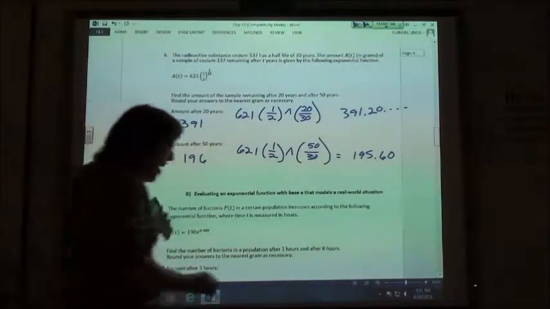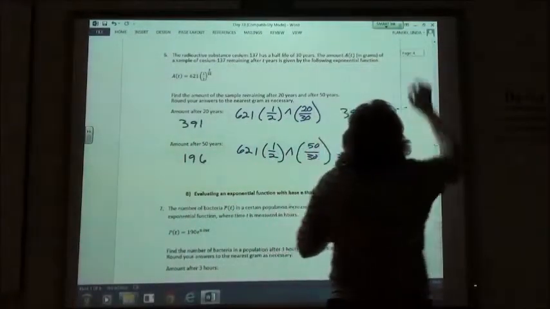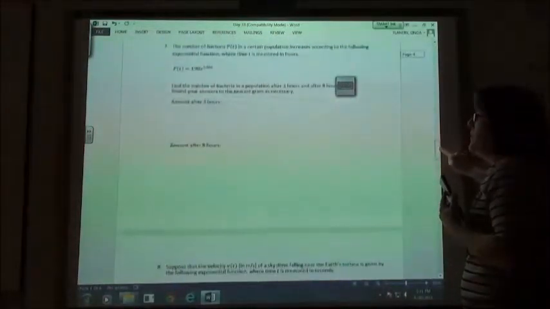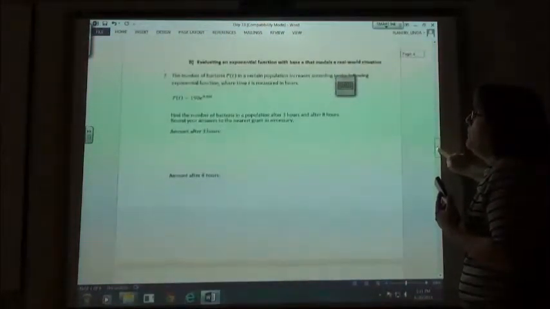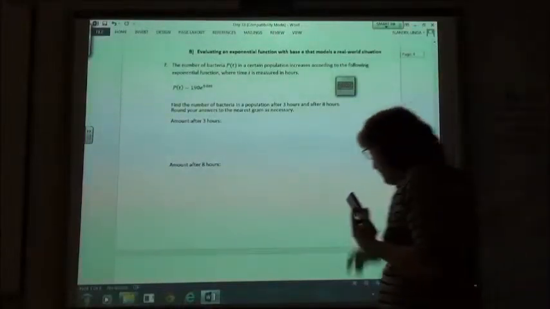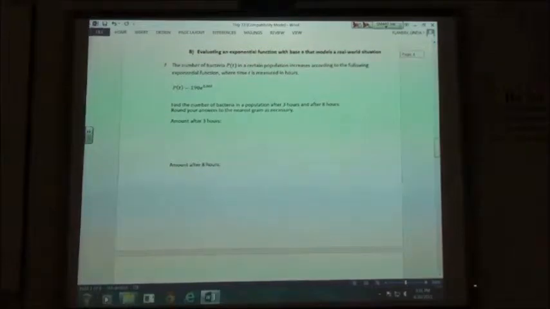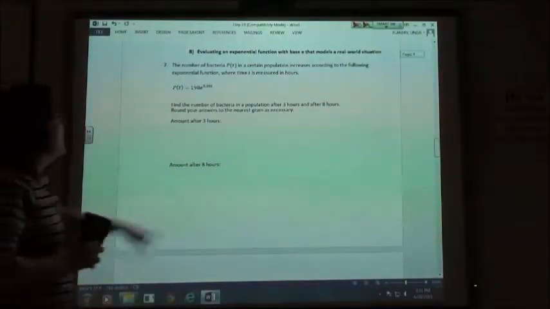The next ones, we'll have ones with that base E. Now we have to figure out how to do base E on our calculators. It says the number of bacteria P in a certain population increases according to the following exponential function.